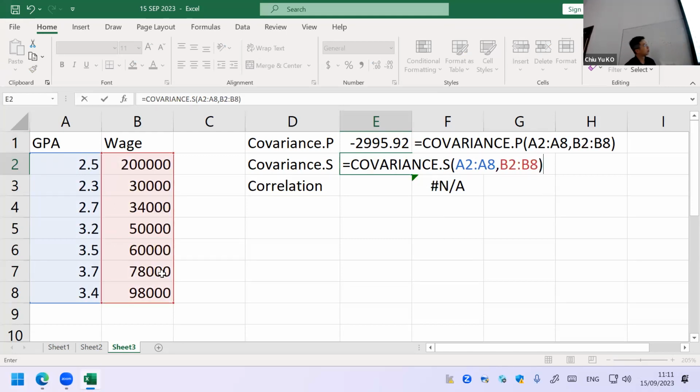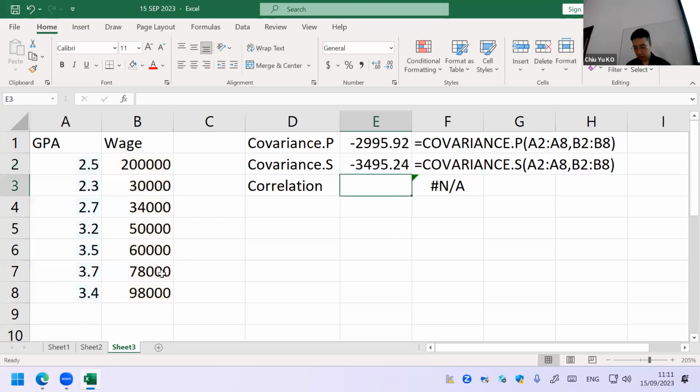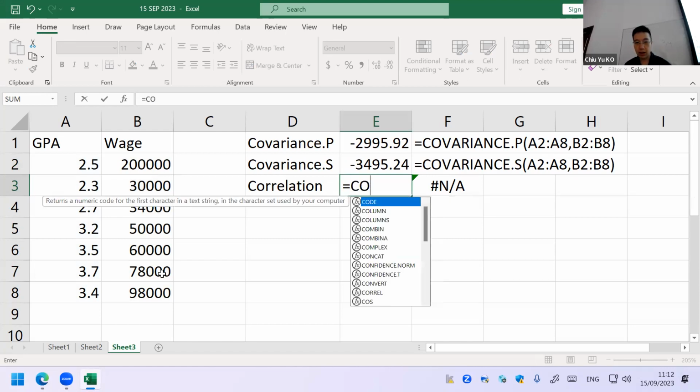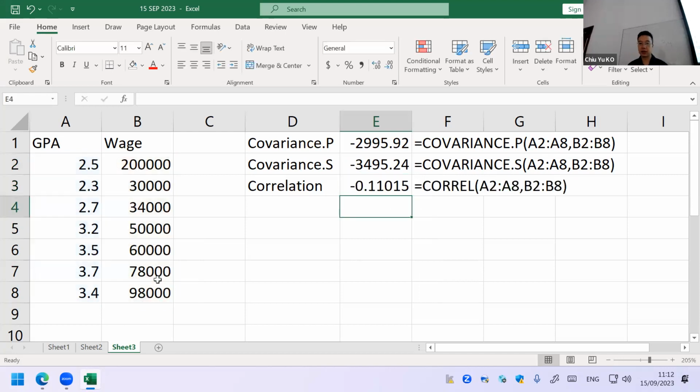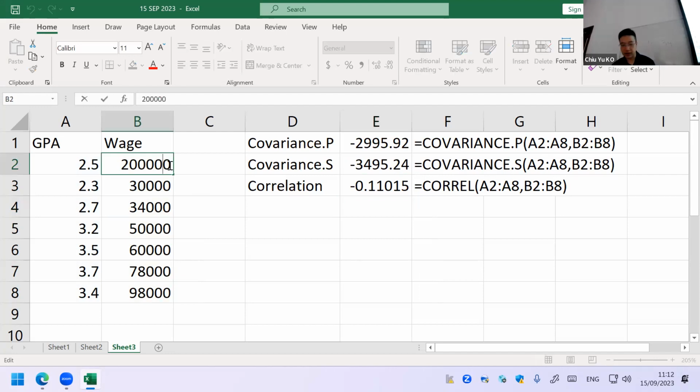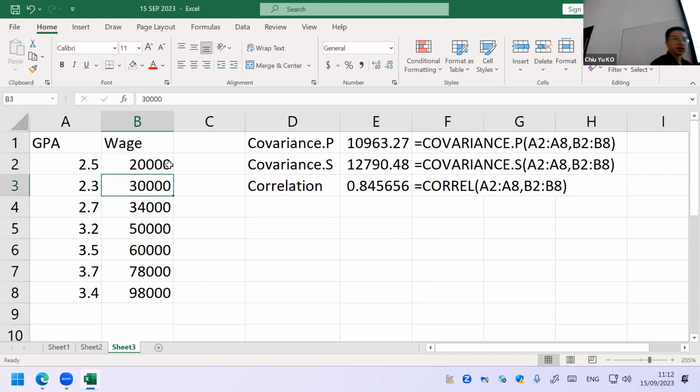And that is how you do covariance. And the last one, the correlation coefficient, is CORREL. The same idea: one thing, comma, the other one. And maybe we just make this guy more normal, so that would make you feel happier: study more, get higher salary, rather than the other way around.